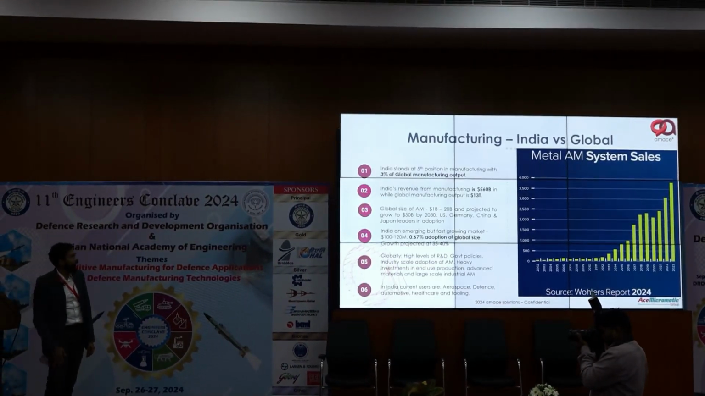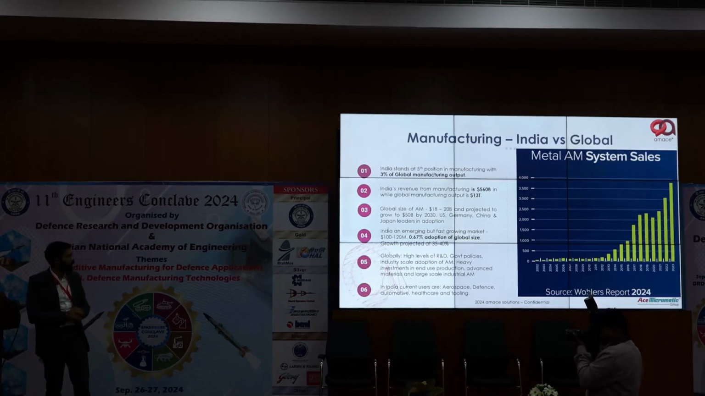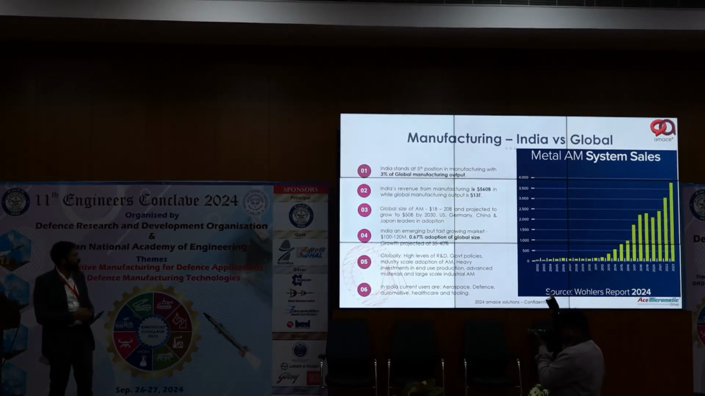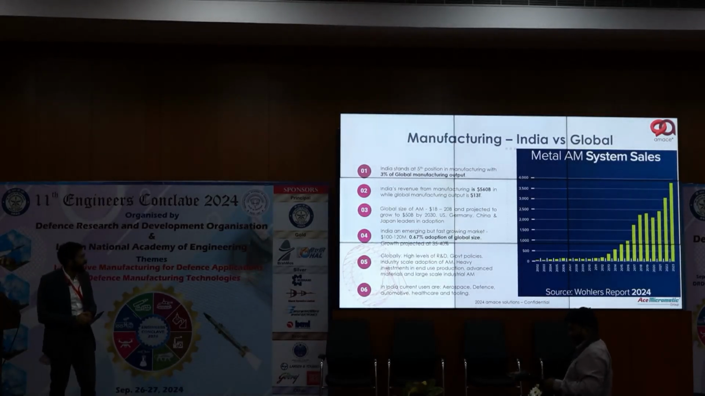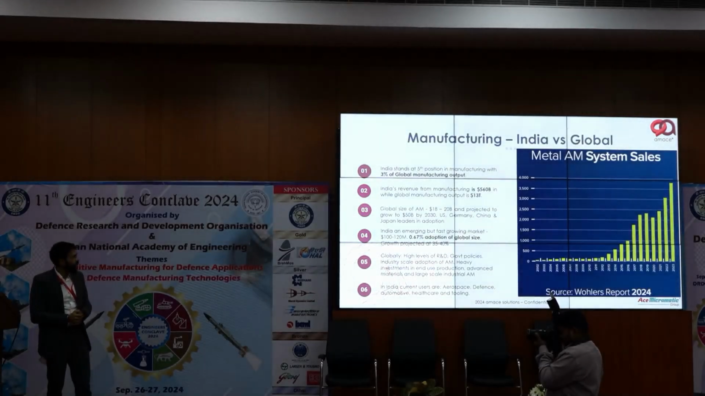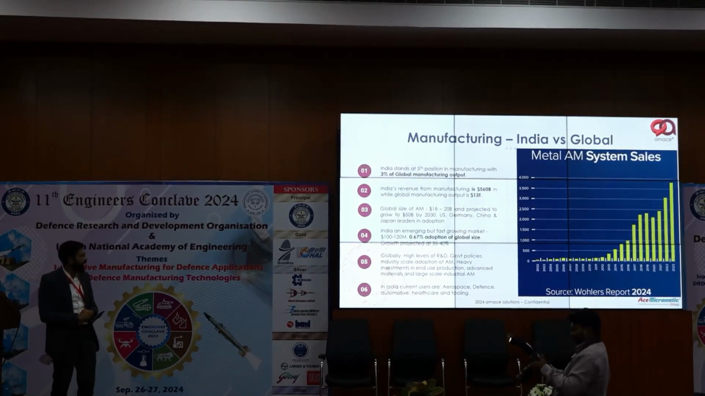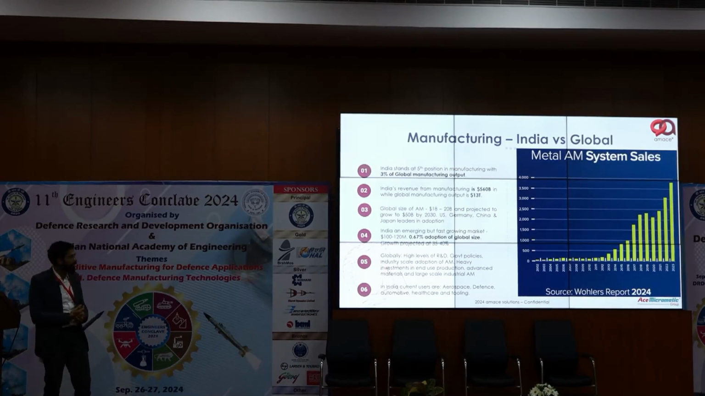If you look at some of the statistics, India stands fifth in terms of global manufacturing output, contributing about 3% of global production, which equates to about $560 billion, while global manufacturing stands at about $13 trillion. Coming to additive as a market, globally the size is about $18 to $20 billion, and the projected growth is about $50 billion by 2030. US, Germany, China, and Japan are the leaders in the adoption of additive manufacturing.